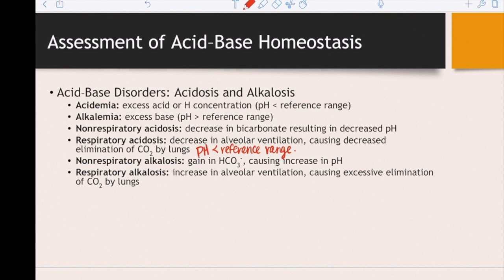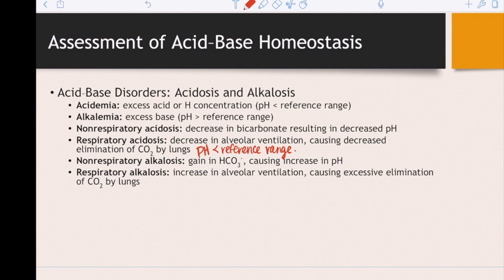And then we can have respiratory alkalosis as well, which means you have an increase in your alveolar ventilation. And this is going to cause you to get rid of too much CO2. So we want to get rid of some CO2, but if we get rid of too much CO2, then that's going to result in creating a basic condition. If we get rid of too much acid, that's going to raise our pH. So let's just write that down. Our pH is going to be greater than the reference range.